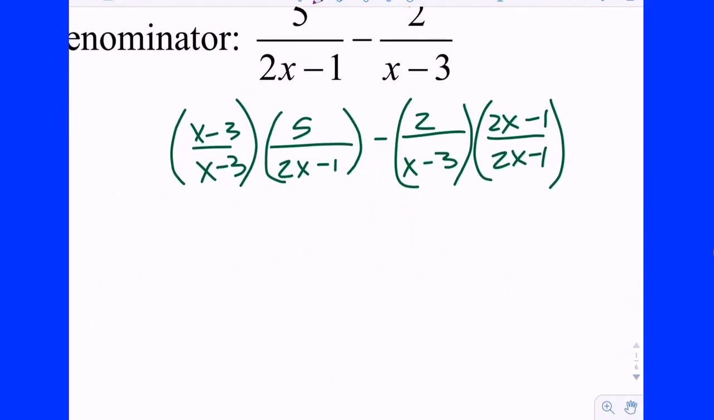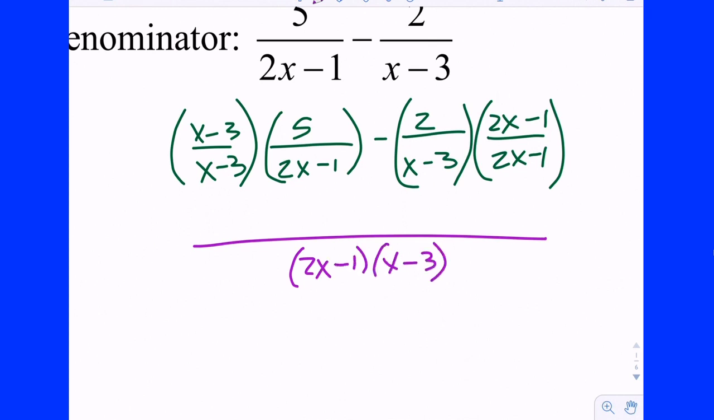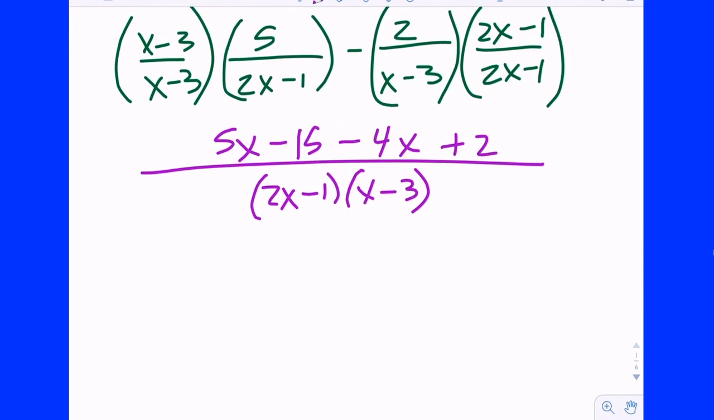All right, so now we know that the common denominator is 2x minus 1 times x minus 3. So we can build a shelf and put them in the bottom. And if I distribute, I get 5x minus 3. And if I distribute the negative 2, I get negative 4x plus 2 minus 15. You would get that. And if I simplify that, I get 1x minus 13.